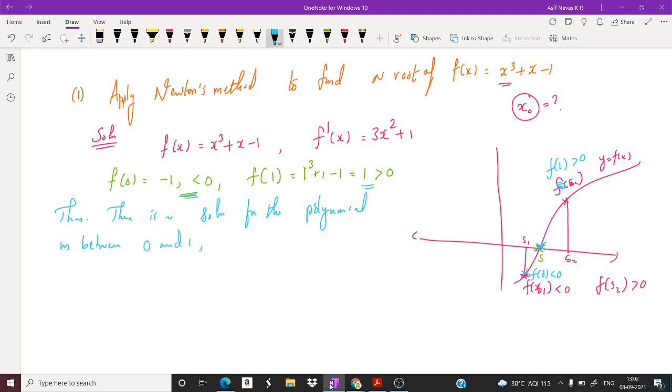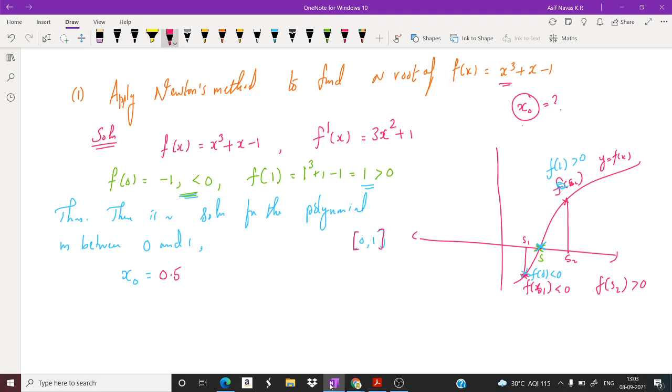So now we can take x naught equal to anything in between 0 and 1. Any value can be taken, okay, that's our choice. Anything in between 0 and 1. So I am taking just 0.5. So anybody have any doubt?